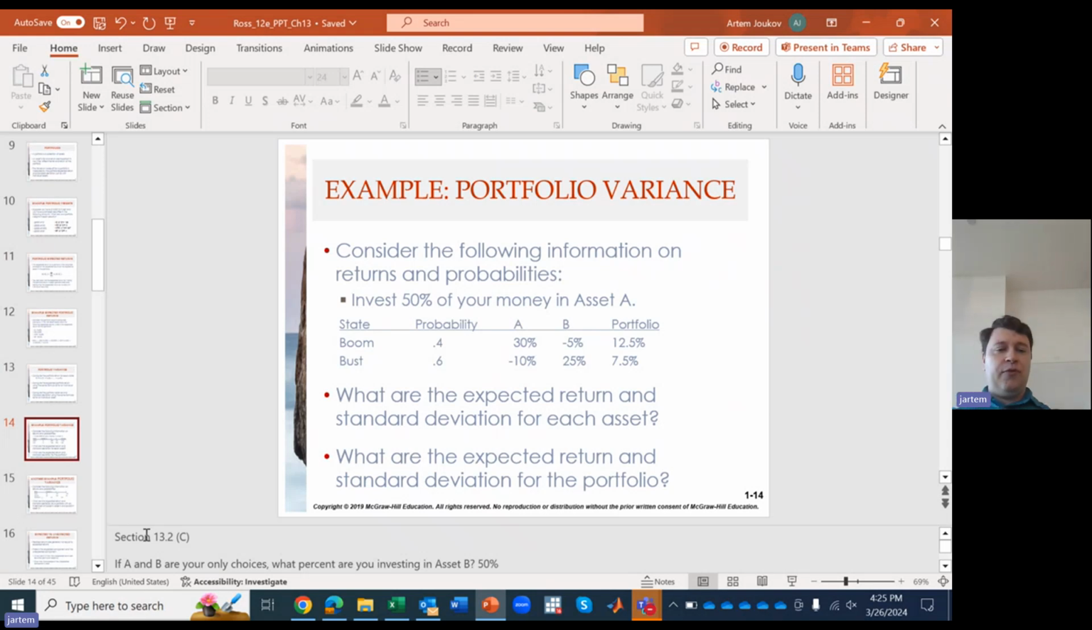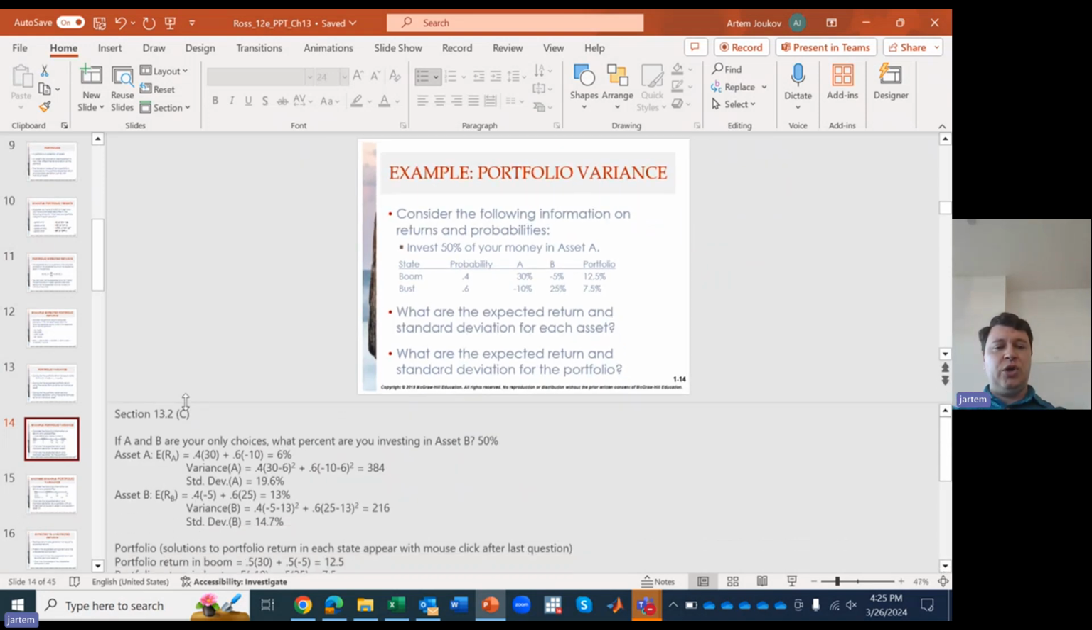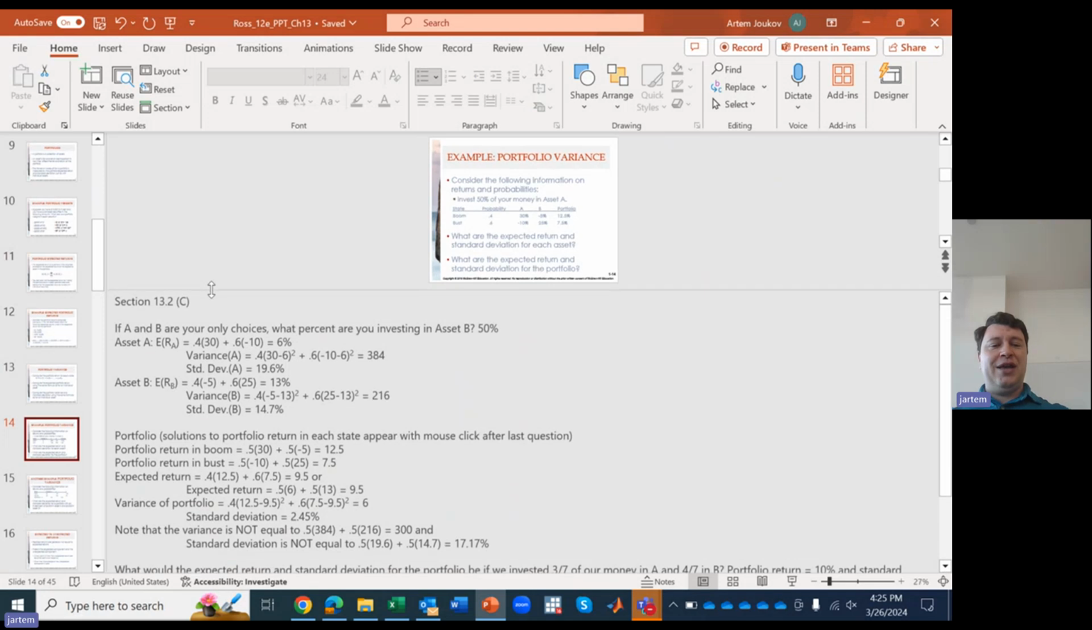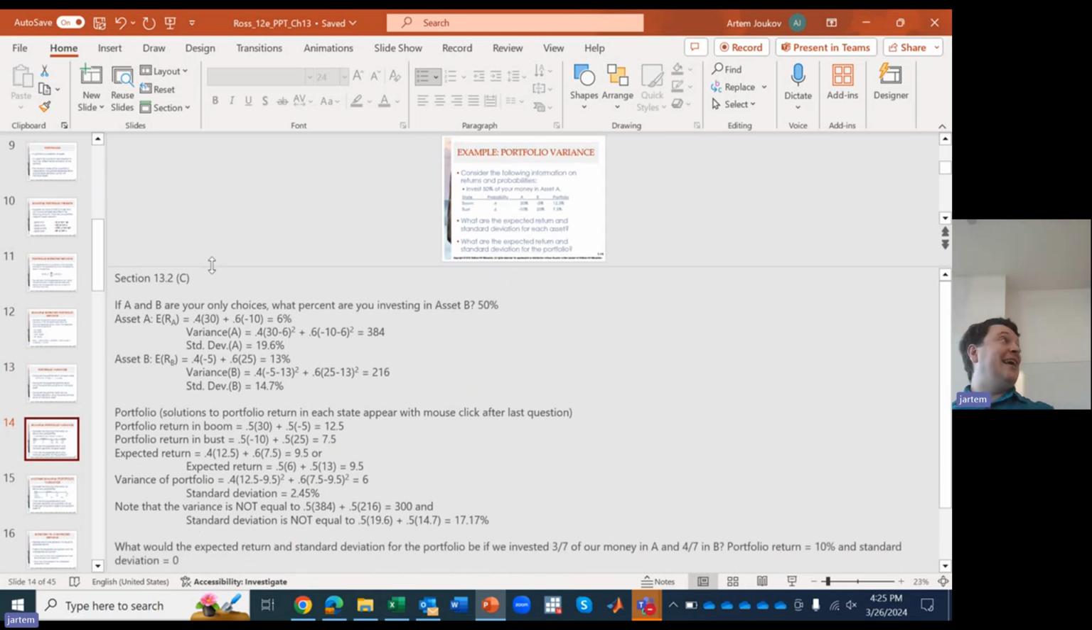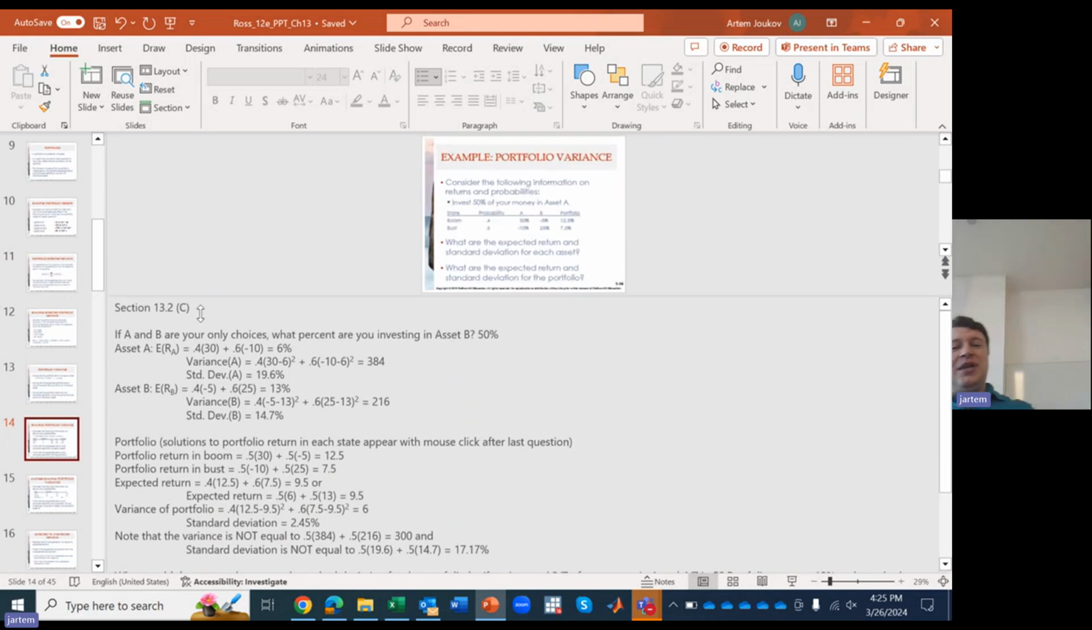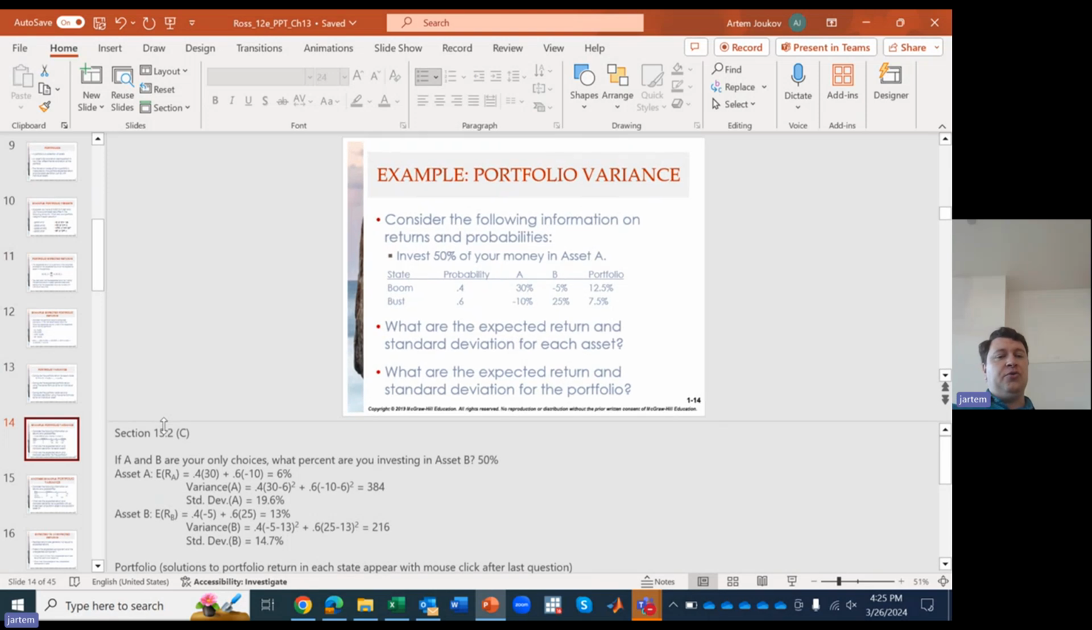So let's look at this portfolio. Let's see, is this where my notes help me? Yeah. Okay, look at all that. You want me to write that on the board? I can if you want me to. All right, so but let's just look through it intuitively first.